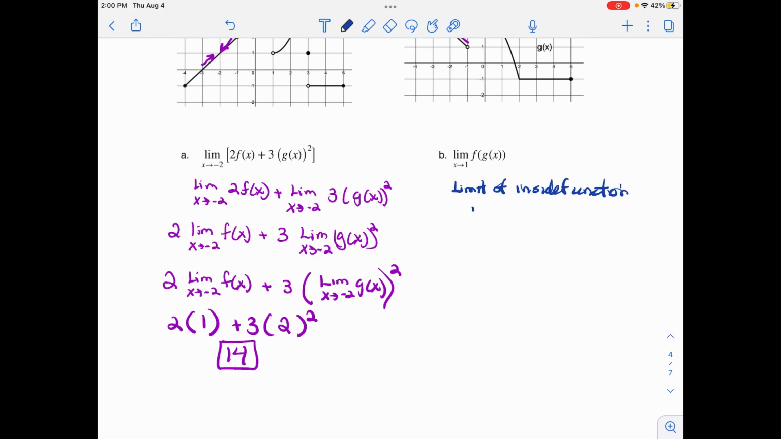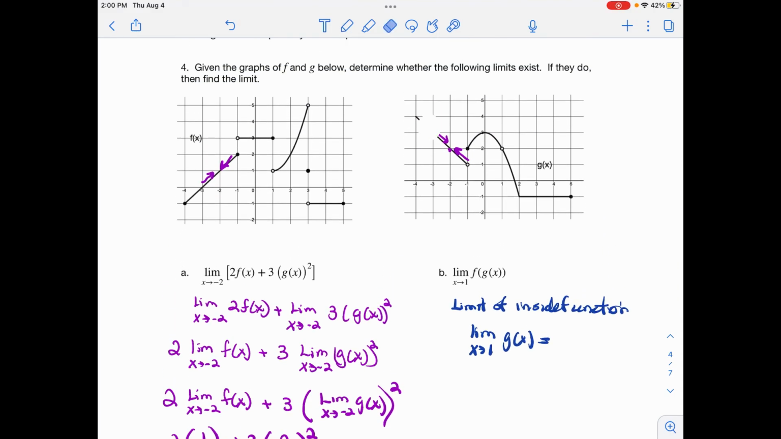Okay. So that means I need to figure out what the limit as x approaches 1 of g of x equals. So I'm going to look at my g of x graph as x approaches 1. From the left, we're approaching a height of 2. From the right, we're approaching a height of 2. So our function value here is 2. So to find the limit as x approaches 1 of the composite f of g of x, I need to figure out the limit as x approaches 2, using this value here, of the outside function. So now I'm going to switch to my f of x function, and it's the x equals 2 that I'm looking at.